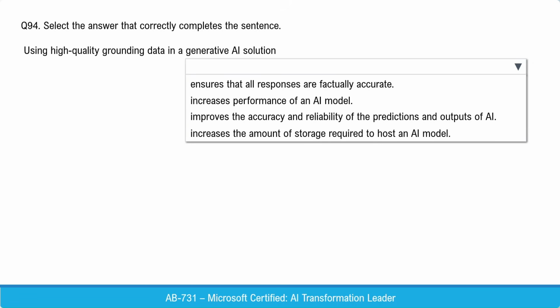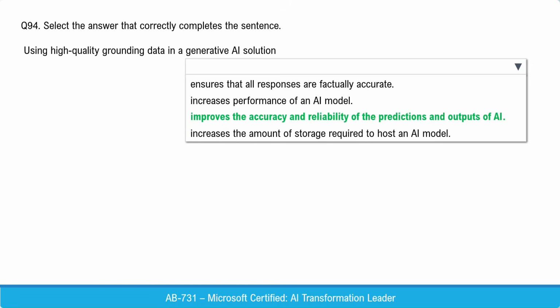And the correct answer is improves the accuracy and reliability of the predictions and outputs of AI. Let's understand why. Before that, let's understand what grounding does in a generative AI solution. See, grounding provides the model with relevant, trusted data at runtime, such as internal documents or knowledge bases. This allows the model to generate responses that are aligned with real information instead of relying only on its pre-trained knowledge. This improves both accuracy and reliability, which is why this option is correct.